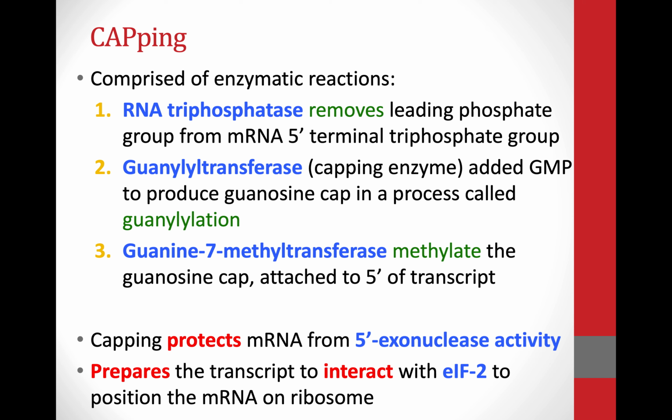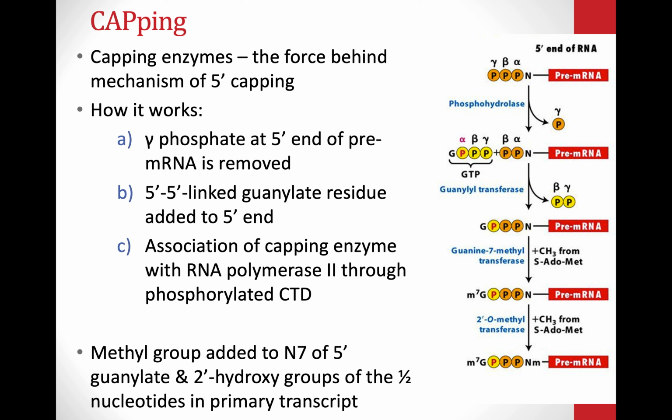So as we know generally from the previous video, capping protects mRNA from 5' exonuclease activity, which means those that cut from the outside, and it also prepares the transcript to interact with eIF2 to position the mRNA on the ribosome. eIF2 is an initiation factor. So now, for the capping enzymes, basically they are the ones that get the capping process going.